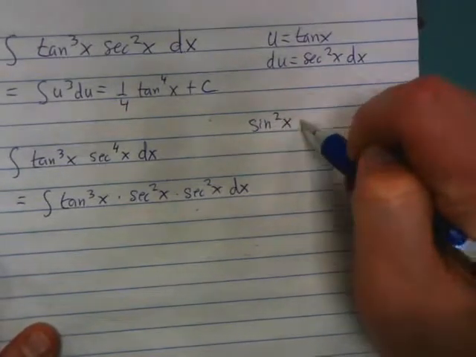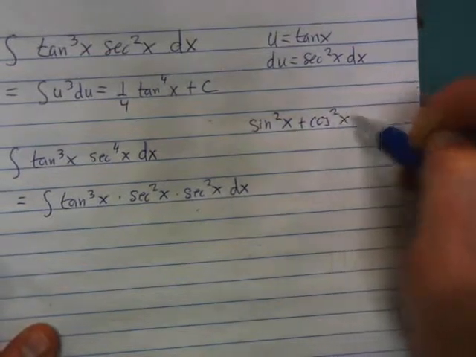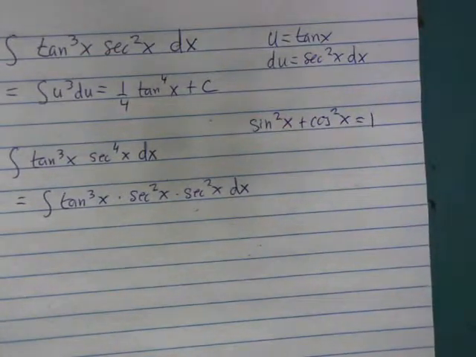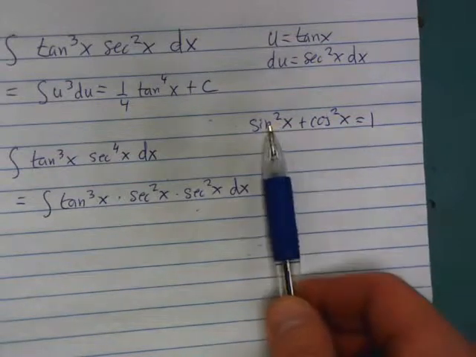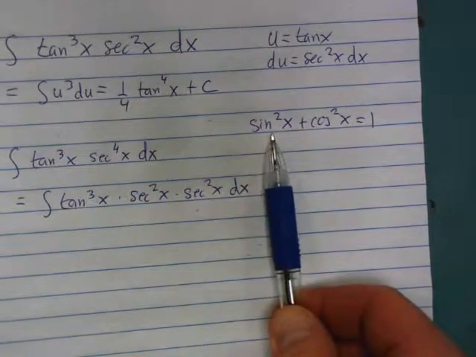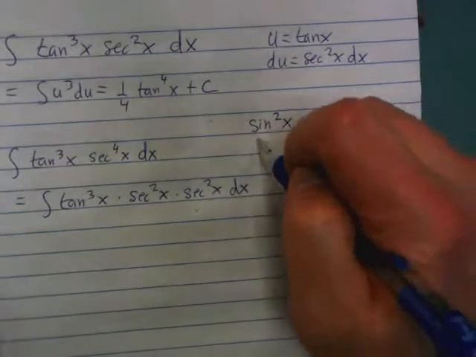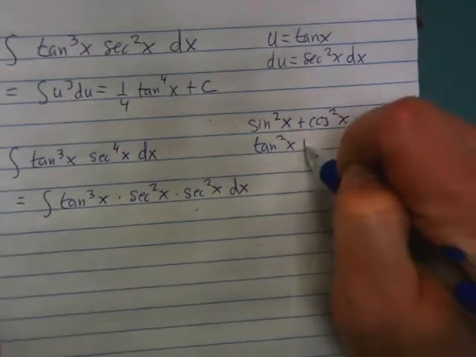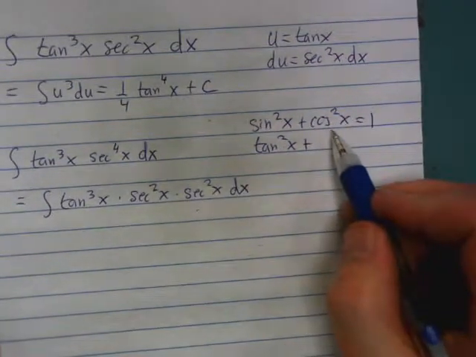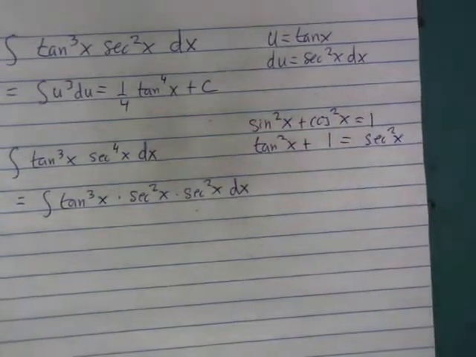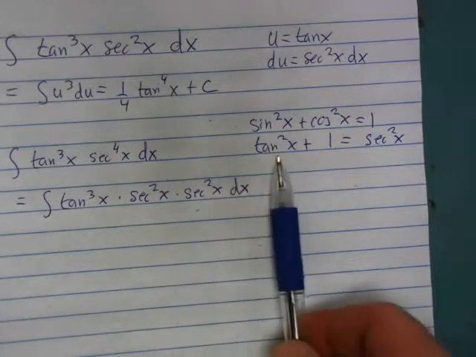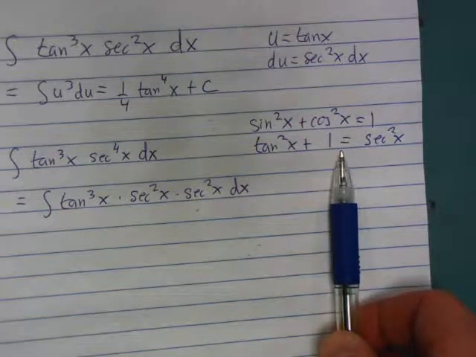Everybody remembers sine squared plus cosine squared equals 1. Close. Take everything here and divide it by cosine squared. What's sine squared divided by cosine squared? Tangent squared. What's cosine squared divided by cosine squared? 1. And that one equals secant squared. So what am I going to do with this other secant squared? I'm going to replace it by tangent squared plus 1.